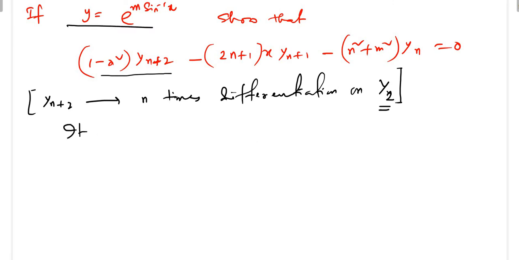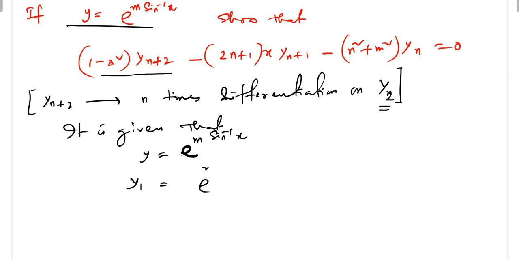So it is given that y equal to e to the power m sine inverse x. So what is your y1? y1 equal to e to the power m sine inverse x, and derivative of m sine inverse x becomes m times 1 over root of 1 minus x square. My suggestion is, whenever you are having a root, you first make cross multiplication, and then you make square both sides.